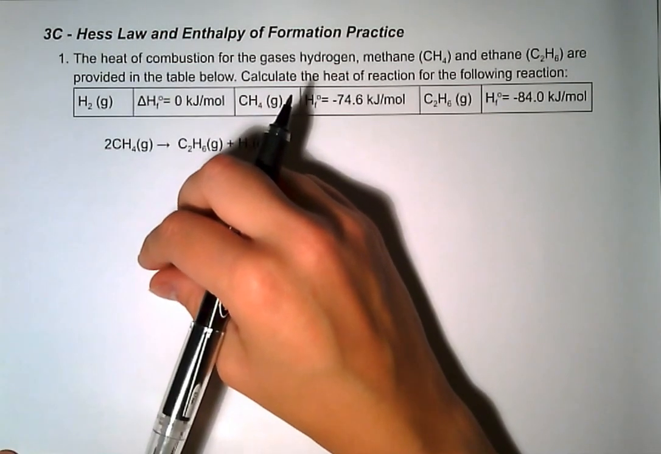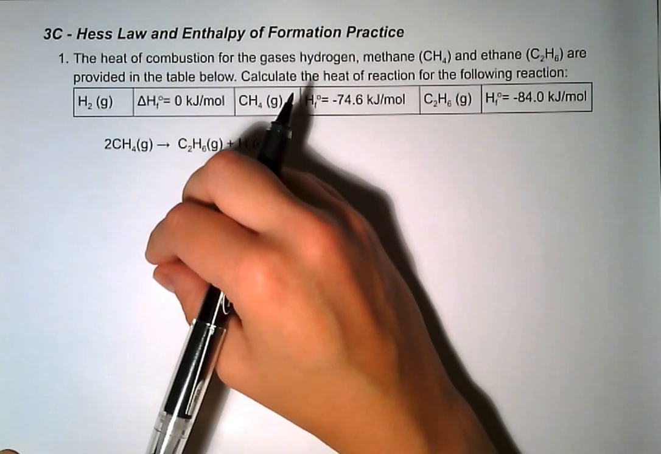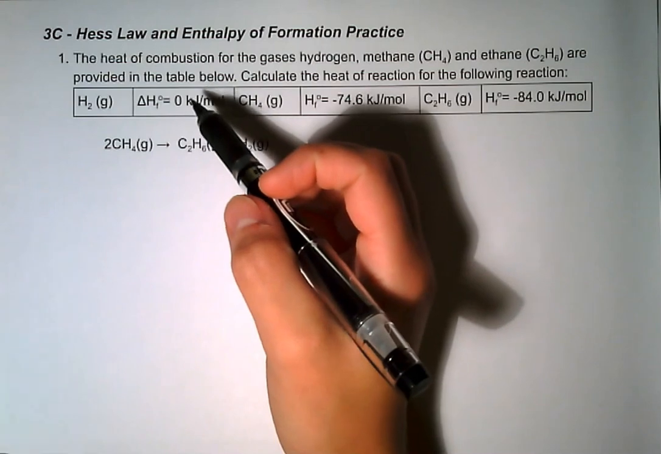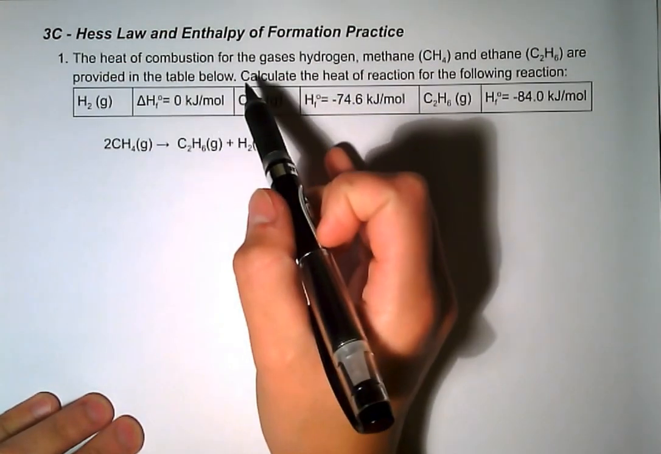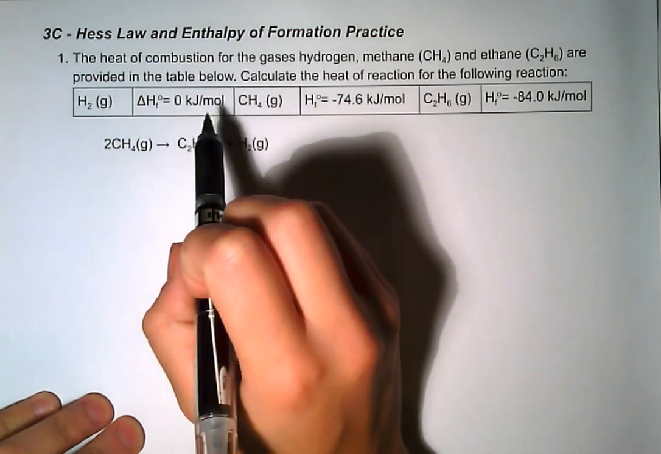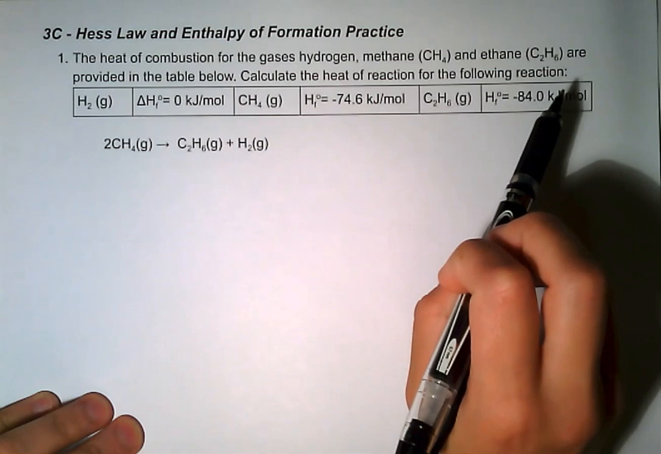In this video, we are looking at activity 3C on Hess's law and enthalpy of formation. This first problem says the heat of combustion for the gases hydrogen, methane, and ethane are provided in the table below. Calculate the heat of reaction for the following reaction.